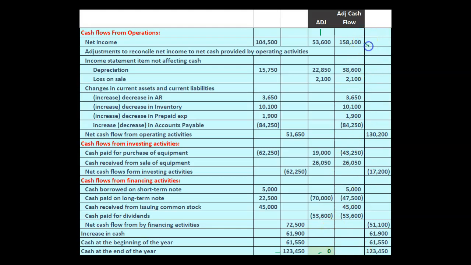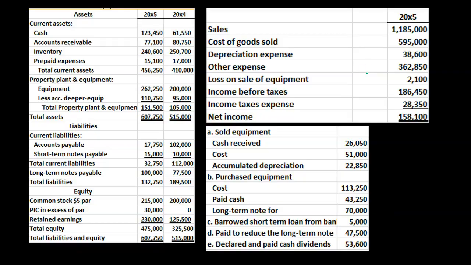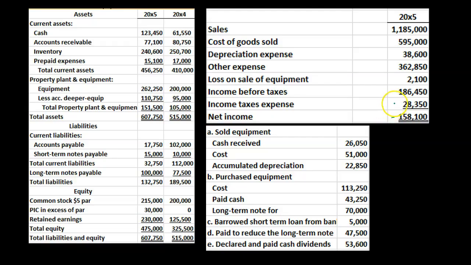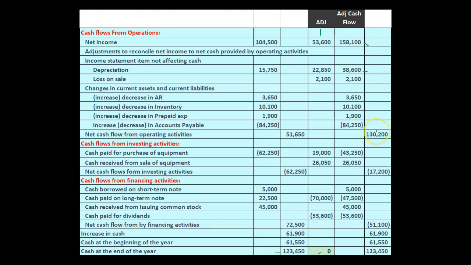We can say, does net income work? Does depreciation work? Well, if we go here, net income, 158,100. Depreciation, 38,600 should be on the income statement. So it looks like those are going to be good.